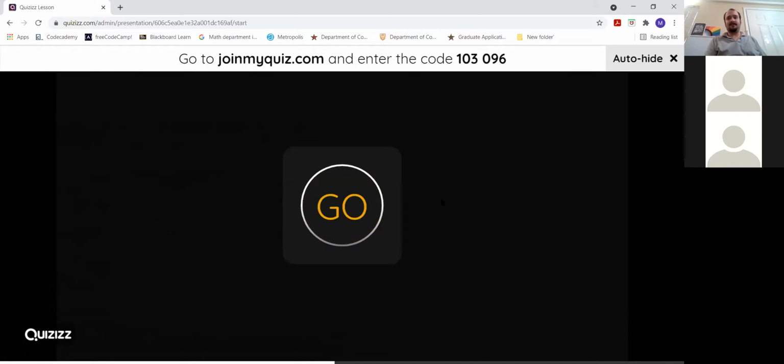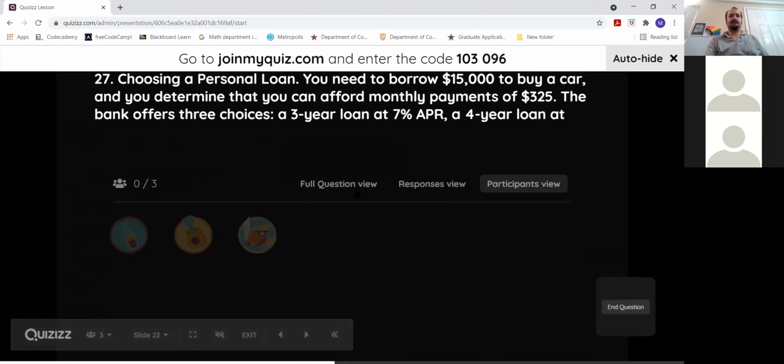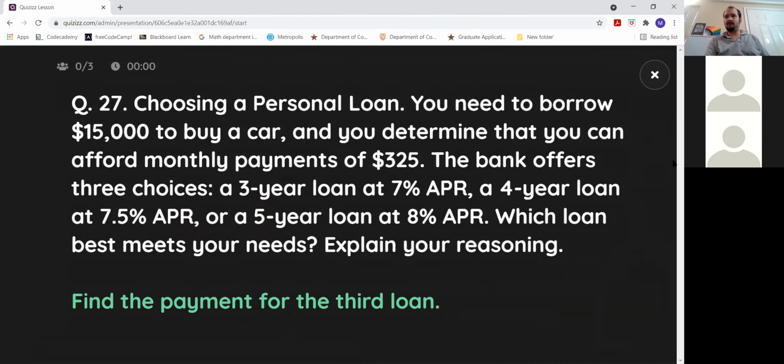And the last one. Now we are doing a 5-year loan at 8%. All the other information should be the same.